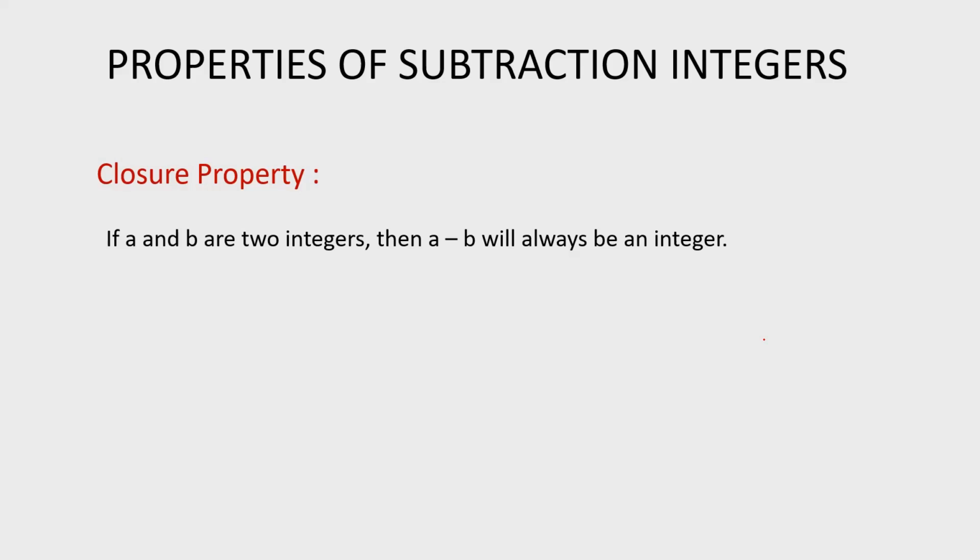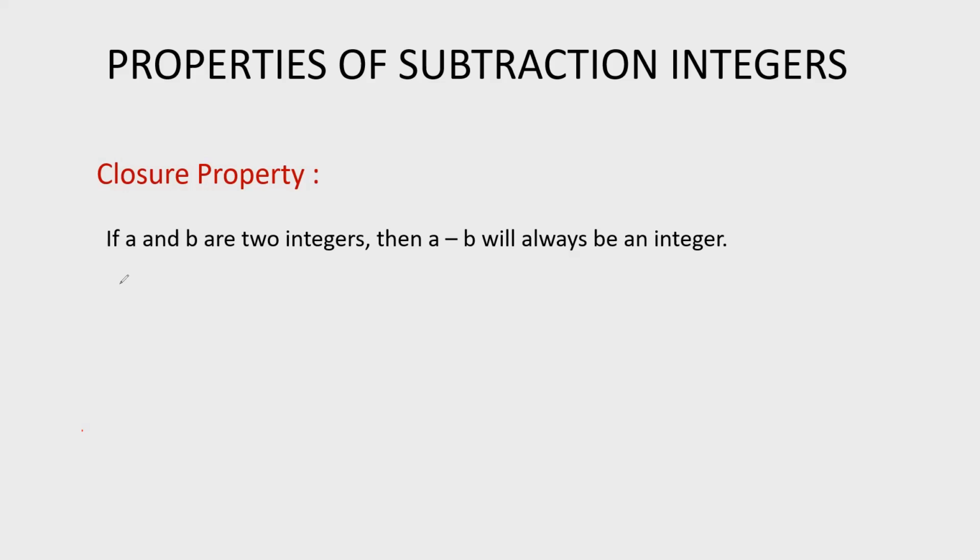In today's video, we will understand the properties of subtraction of integers. So let us begin. The first property is the closure property, which basically means that when we subtract two integers, will the answer be an integer or not? So let us verify it. Let us take two examples.